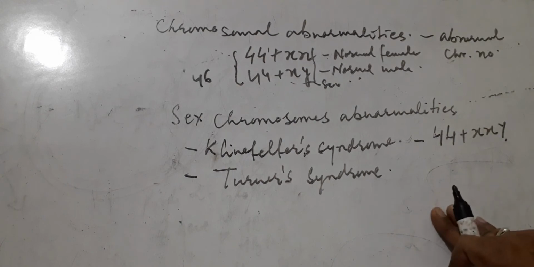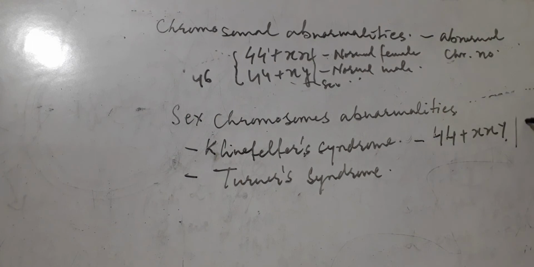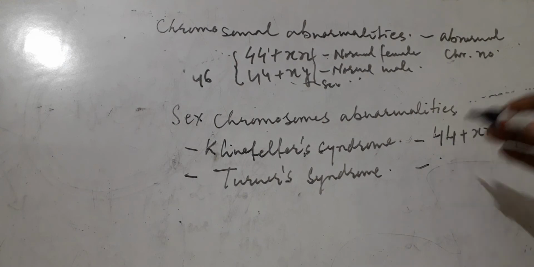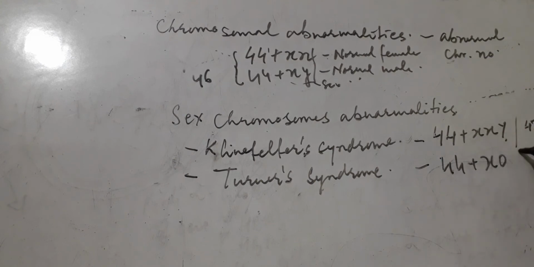Now second one is Turner syndrome. Here, instead of 46 or 47, here is 45. 44 plus X0, that is 45. Here is one more, here is one less. So another sex chromosome is absent. So they are genetically, Turner syndrome is they are genetically sexless.